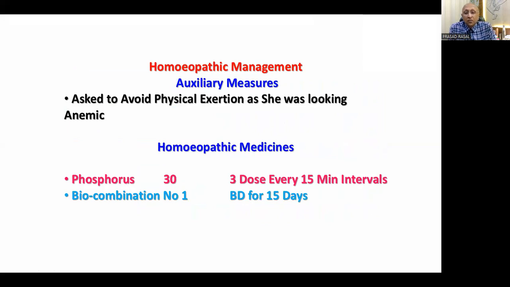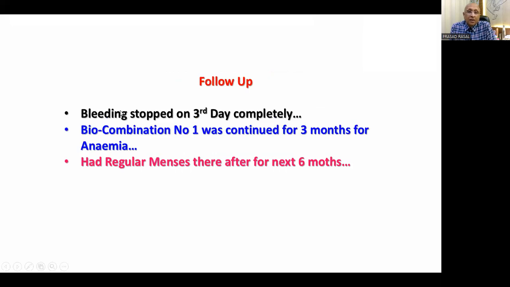And Biocombination 1 was given. Biocombination 1 is for anemia. It contains calcarea phos, ferrum phos, natrum mur, the three agents which are required for the production of hemoglobin, as Schussler has very nicely explained in his 12 tissue remedies. So it was a very, very nice presentation by RSR.